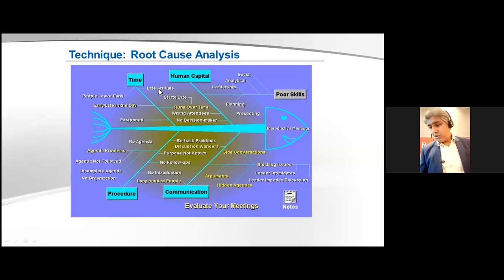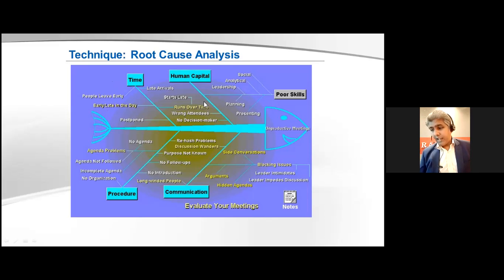They say that there could be 4 major areas that are causing the issue. Number 1 related to timing, number 2 related to human capital, communication, and procedure. Now they find out the detail. In timing, people leave early. People come late to the meeting. Meetings are usually postponed. The meeting starts late, so it takes extra time. That's why people lose productivity.